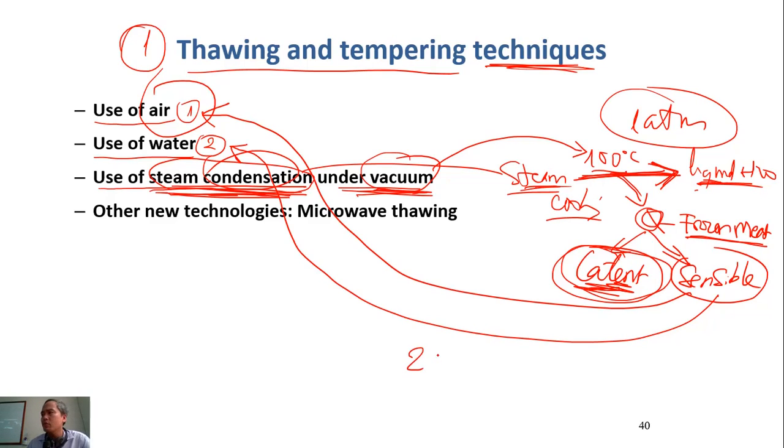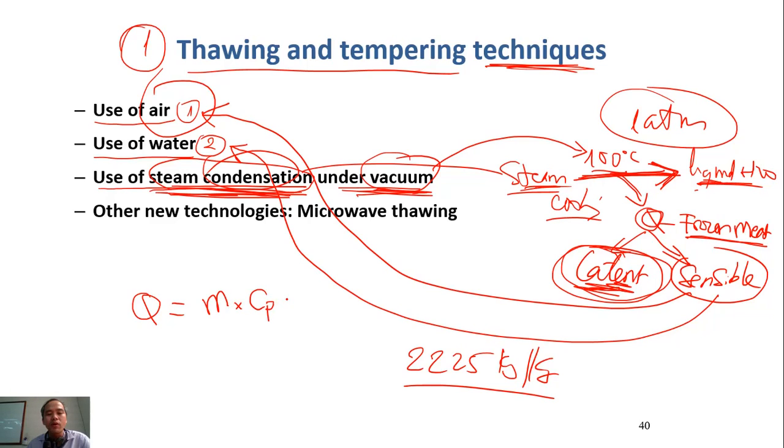It is somewhere like 2,225 maybe kilojoule per kilogram. What is the sensible heat of water for 1 kilogram? Sensible heat of water is mass of water multiplied by the specific heat of water multiplied by the change in temperature. If you change 1 degree C, then it's okay. Then what is the Cp? 4.18 kilojoule per kilogram degree.